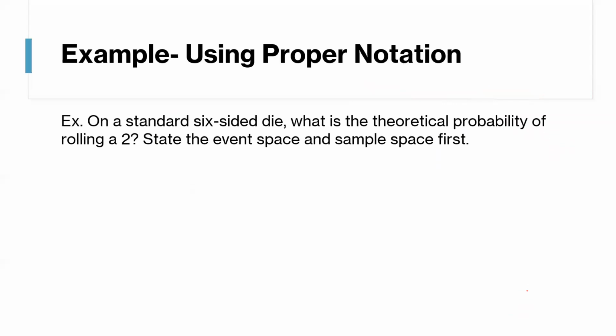So how do we use this proper notation? Let's look at an example here. In this first example, you're probably going to be like, why am I going into so much detail over a pretty easy question? But the reason I'm doing this is just so you're familiar with the terminology. In a standard 6-sided die, what is the theoretical probability of rolling a 2? I'm pretty sure everyone can figure this one out. You probably have done questions like this in elementary school. But before we even get to that, let's just answer the first 2 things here. What is the event space and what is the sample space?